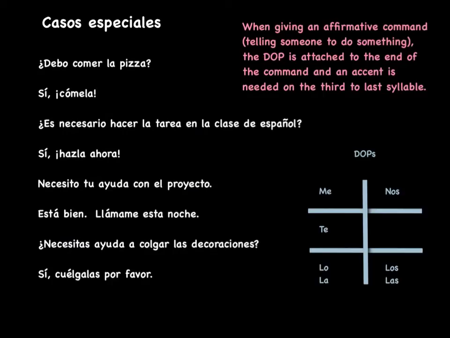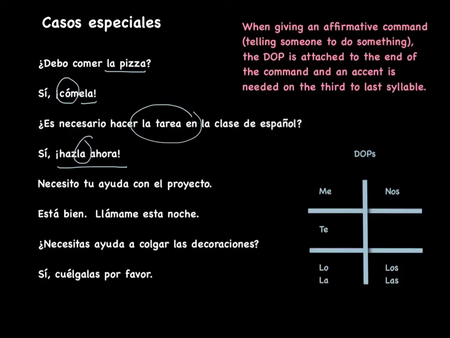Notice we have our accent here on our third to last syllable, and our la, which is substituted for la pizza, is added to the end of the command. ¿Es necesario hacer la tarea en la clase de español? Sí, hazla ahora. Do it now. We're substituting la tarea with la, and we're attaching it to the end of our command, haz, for do.